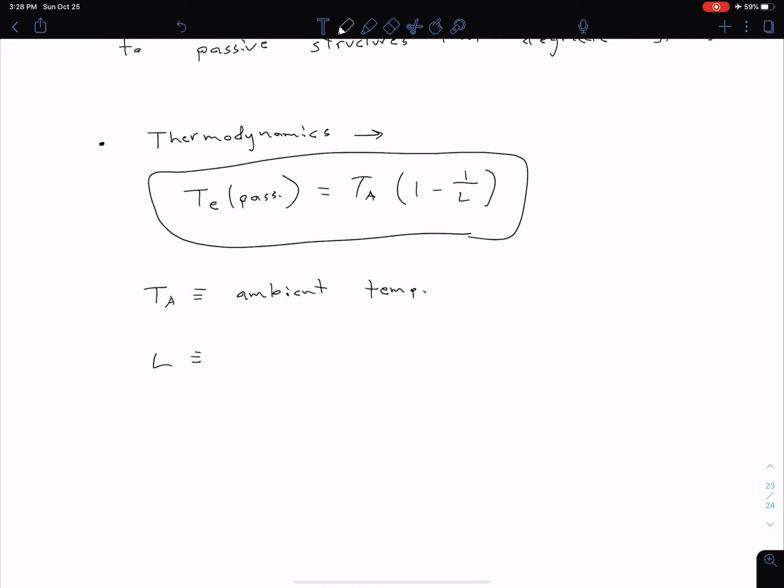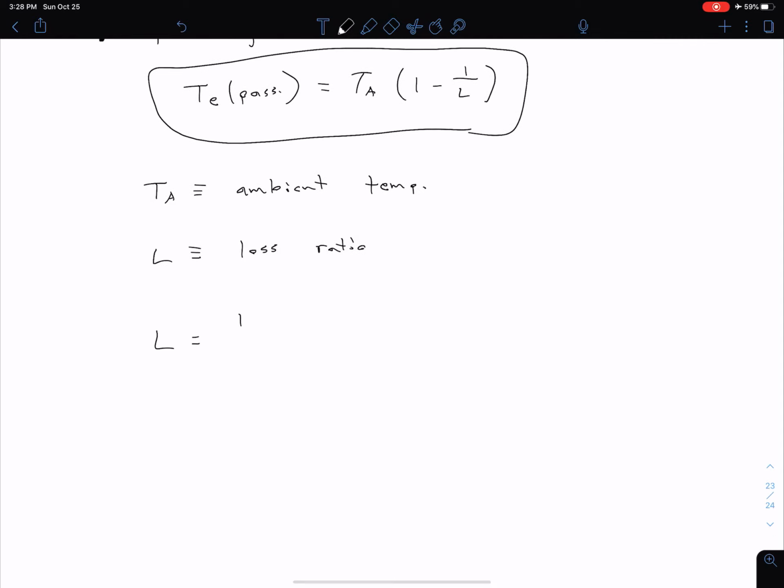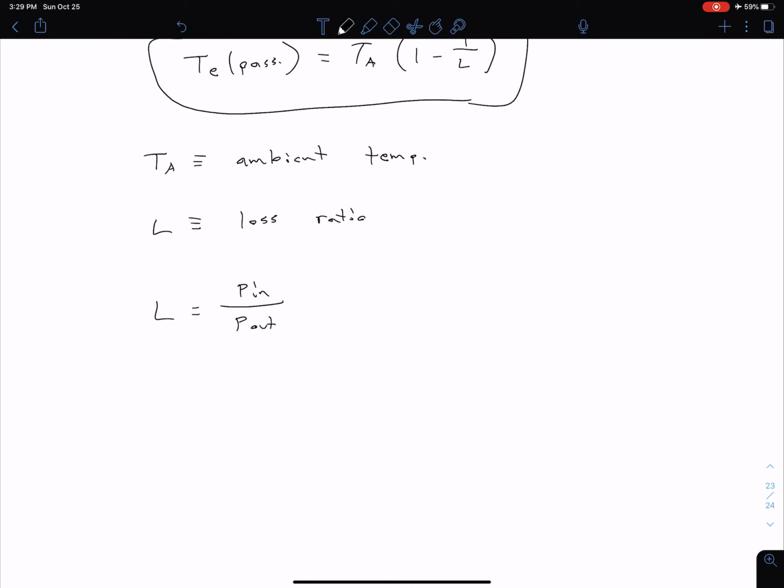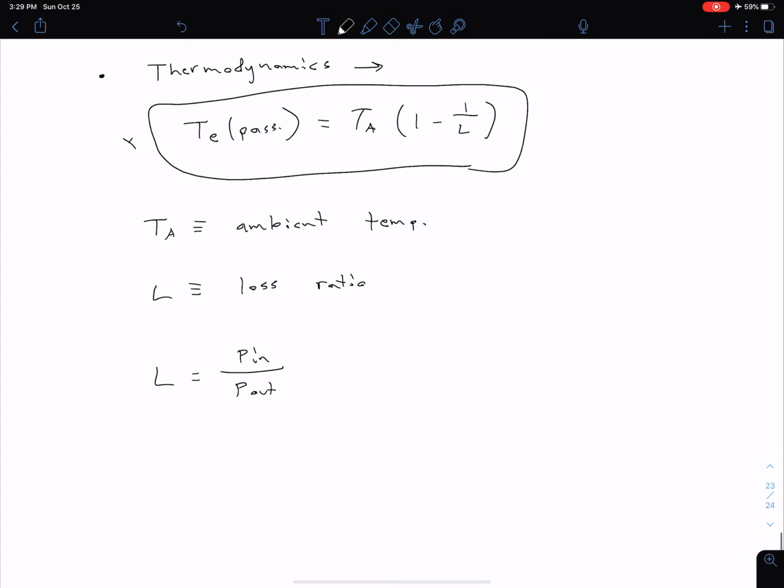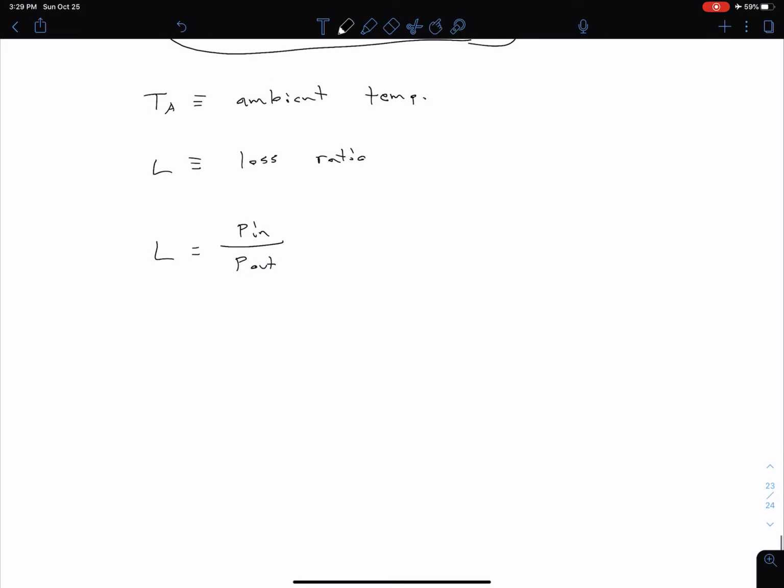Our L is something called our loss ratio. And so our loss ratio is defined as power in divided by power out. And so oftentimes this loss ratio will just be given for a certain element, but we could also go back to this more basic equation of P in over P out to determine that, and then from that determine our effective input temperature, T sub E. So let's consider some extreme cases to get a better idea of what our possible L values are. So extreme cases. Our first one would be L equals 1.